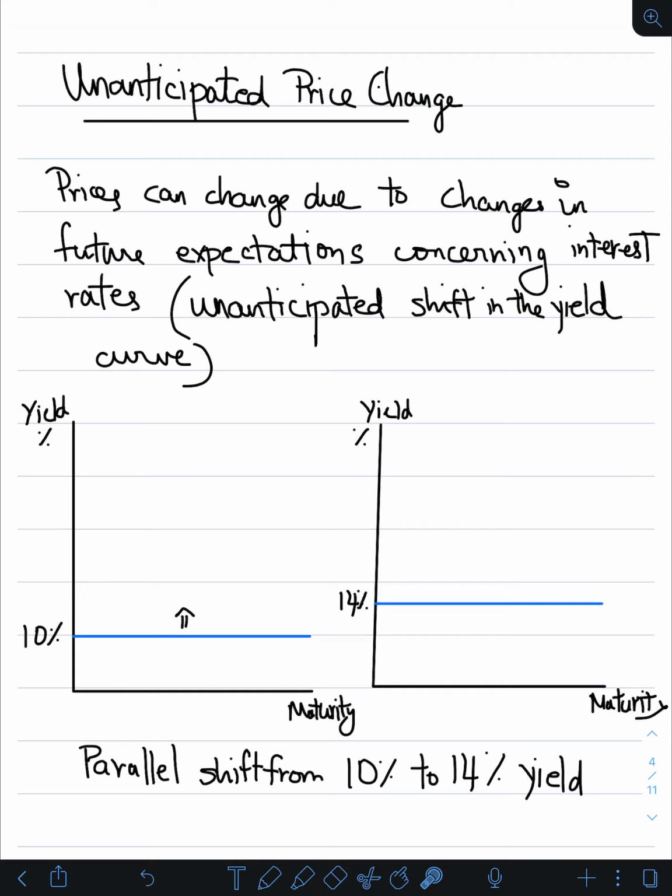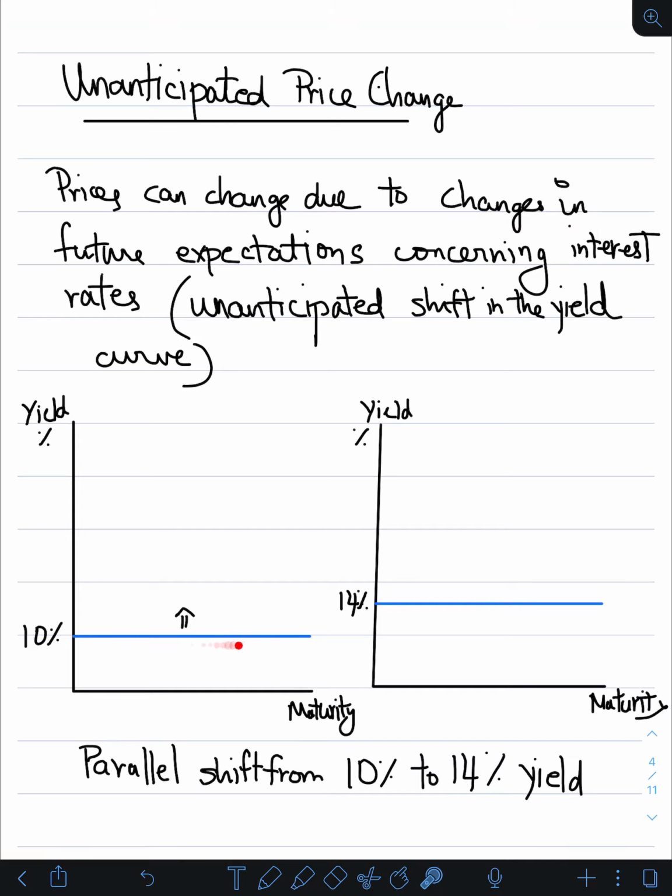Now, what if there's an unanticipated price change? We just talked about price changes due to the passage of time. Now, what if we're talking about changes in the yield curve, a shift in the yield curve? Prices can change due to future expectations concerning interest rates. People have expectations about the interest rate that guides the yield curve, and if these expectations change, that would cause the yield curve to shift. If they were unexpected, it's an unanticipated change that causes a change in all the bond prices.